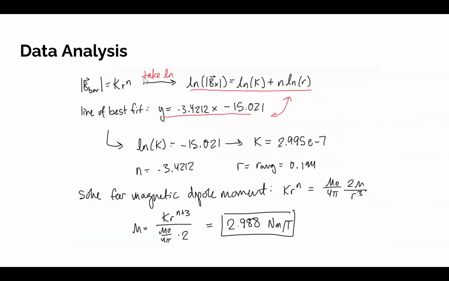So this first equation here is taken from my introduction page. If you take the natural log of this, you get this underlying equation here, which I compared to my line of best fit to calculate the value of k and also n, and r was my average distances that I calculated from my Excel sheet. And then using all of that, I set this equation equal to the on-axis magnetic dipole formula and solve for mu, and this is the value that I got.